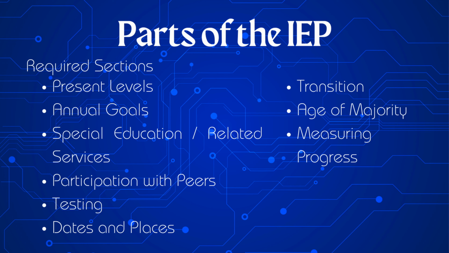Transition. By the time a child is 14, sometimes earlier depending on the state, a statement of transition for post-high school must be included, and the team must address what courses the student needs for success after graduation. Age of majority. By the age of 16 or earlier in some states, the IEP must state what services are needed to prepare the student to transition from high school into adulthood. Measuring progress. It must be stated how progress will be measured and how the parents will be informed.